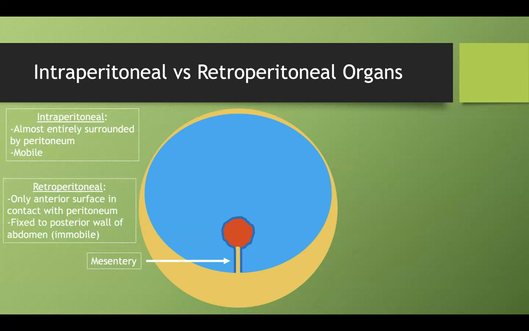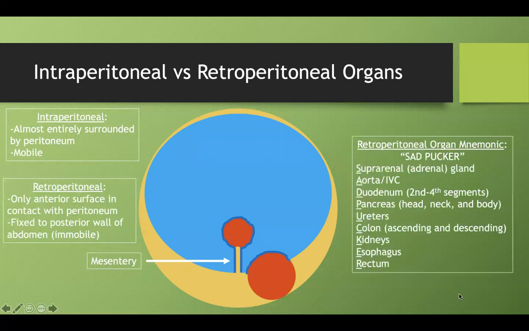On the other hand, let's talk about some retroperitoneal organs. These organs start in the back, but they don't move up into the peritoneal cavity. They kind of sit where they are. You can see that only the front surface right here is in contact with the peritoneum, whereas the back surface is just fixed to the wall of the abdomen. So they're immobile. A mnemonic that's commonly used for these types of organs is the SAD PUCKER mnemonic.